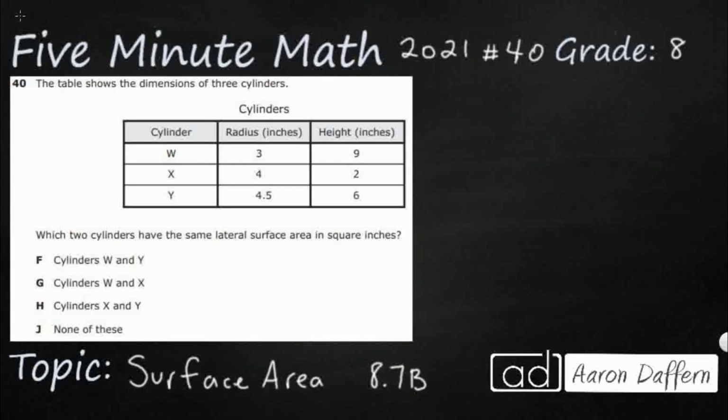Today we are looking at the 8th grade concept of surface area. This is standard 8.7b in the great state of Texas, and we are using item number 40 of the 2021 released STAAR test. If you have not done so already, please go ahead and take a moment to pause the video, work this problem out on your own, unpause it, and we will look at our answers together.